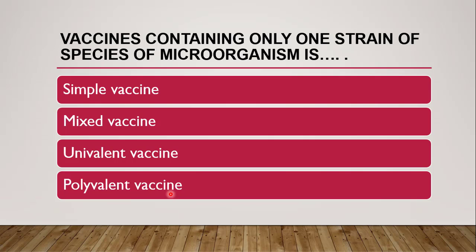Now simple vaccine, as the name suggests, contains only one species of microorganism. When it comes to mixed vaccine, this vaccine contains two or more species of microorganism. For example, a mixed vaccine like MMR, measles, mumps and rubella, all the three viruses are there. So it is a combination of three viruses.